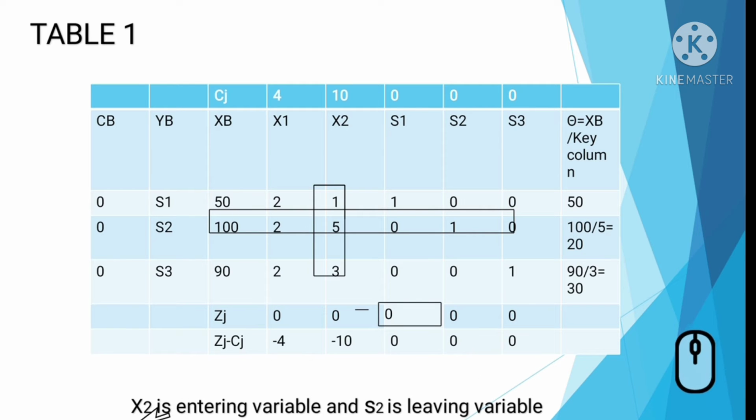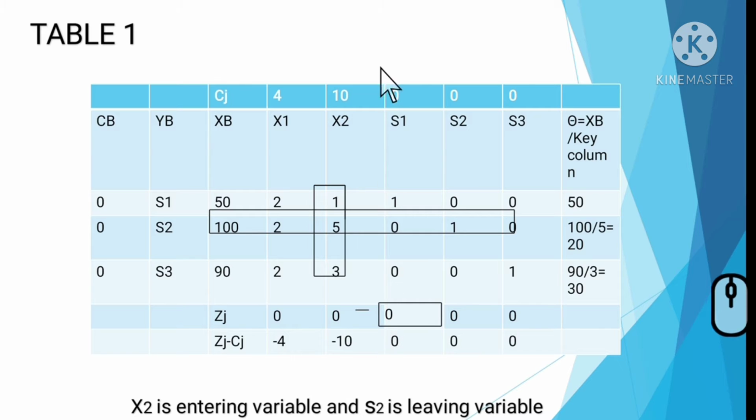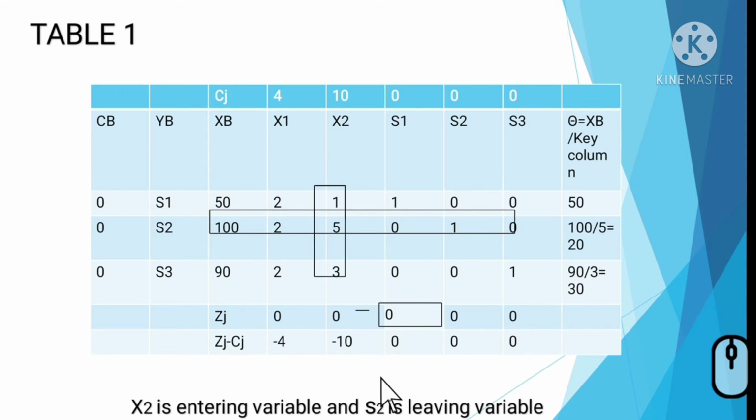Okay. Now we are going to find Zj minus Cj. So 0 minus 4 we get minus 4. 0 minus 10 we get minus 10. 0 minus 0 we get 0. 0 minus 0 we get 0. And 0 minus 0 we get 0. So now we are going to find which is the entering variable and which is the leaving variable. For that we have to find theta.